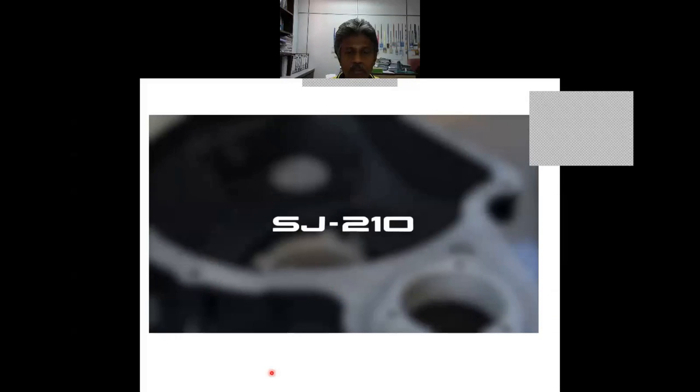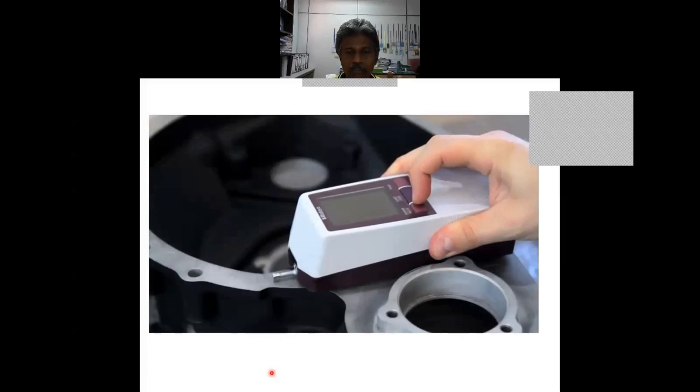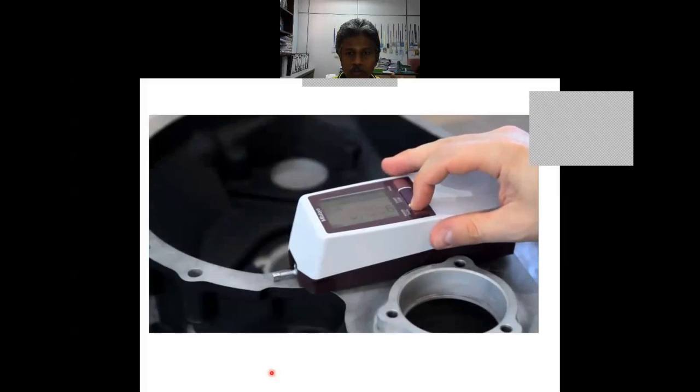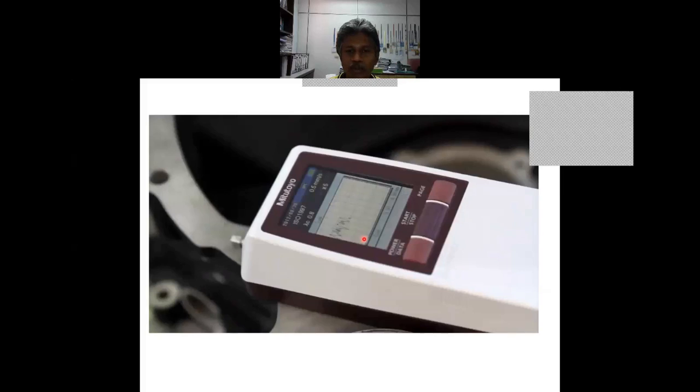This is a contact type of roughness tester, a portable roughness tester. You just have to place it onto the component and press the start button. You can see the stylus moving. This is known as a skidded type of stylus, and later I will explain what skidded and skidless types of stylus are.